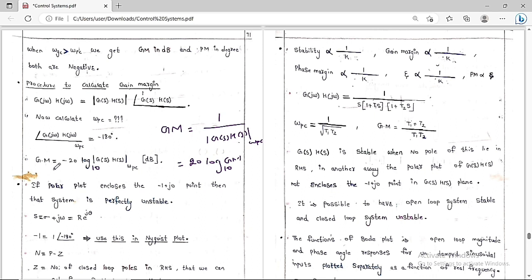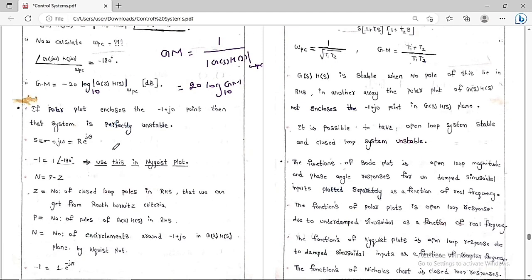And the gain margin is equal to 1 by the magnitude of the open loop transfer function at the phase crossover frequency. So if you want the gain margin in dB, then you have to take 20 log of the gain margin to the base 10. If you simplify, we are going to find minus 20 log of mod G(s)H(s) at the phase crossover frequency to the base 10, in dB.